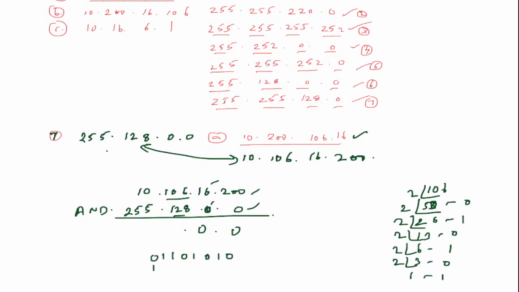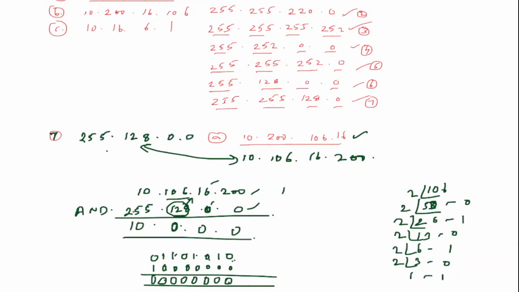128 can be written as 1 0 0 0 0 0 0 0. So 0 and 0 is 0, 1 and 0 is 0, 0 and 0 is 0, 1 and 0 is 0, 1 and 0 is 0, 1 and 0 is 0. So everything is 0. So this is also 0 because anything lesser than this number is becoming 0. Greater than becomes 128. So 10 and 255 is nothing but 10.